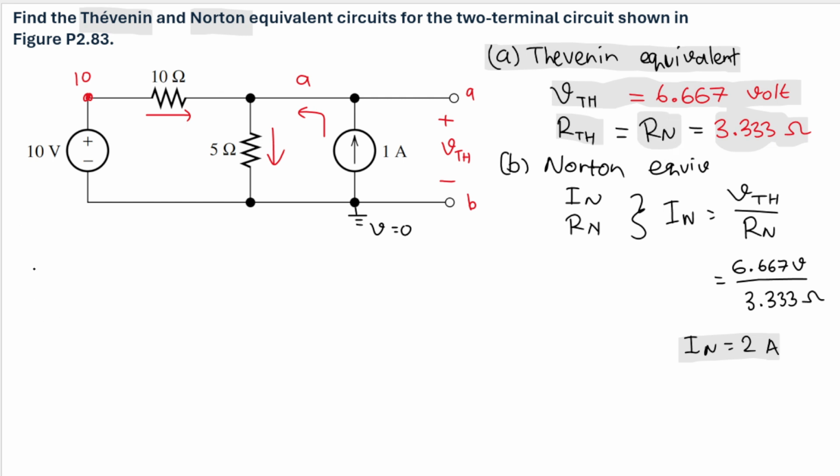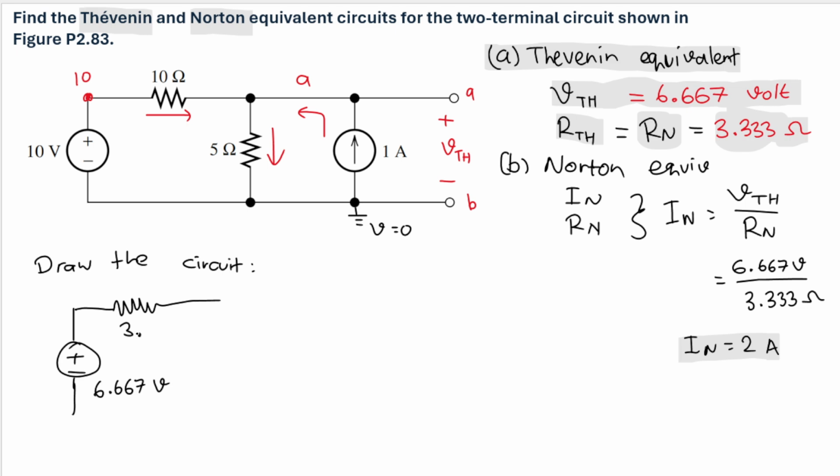The last step that we need to do is just draw the circuit. Okay, draw the circuit. Okay, we will have this one here. This one is Thevenin, and the voltage of the Thevenin equivalent is 6.667 volt. And then here the resistor is 3.333, and the unit will be in ohm, and this is terminal A, and this one here is terminal B, and this is Thevenin.